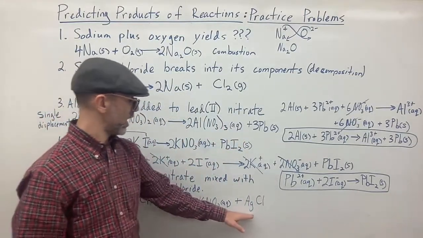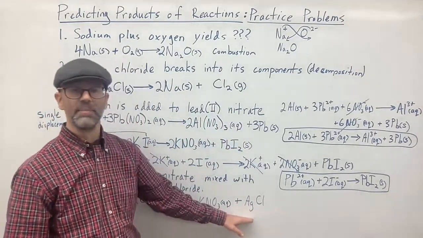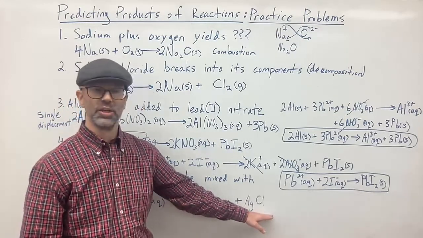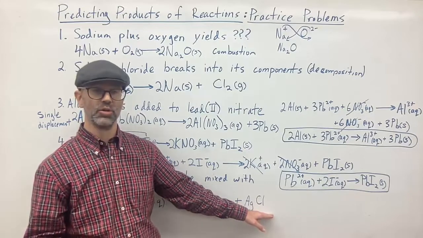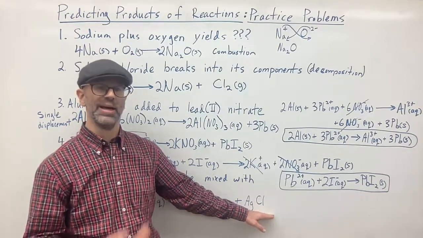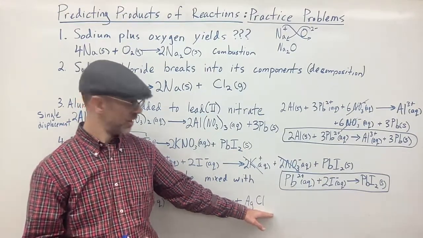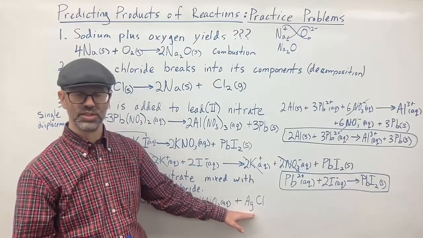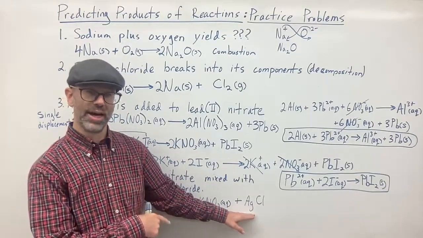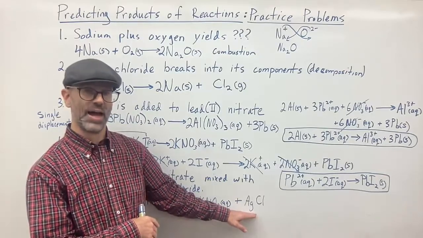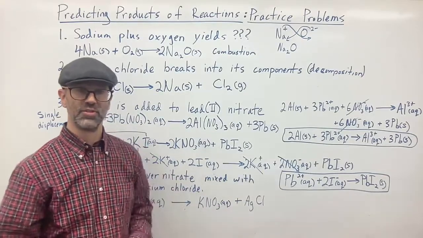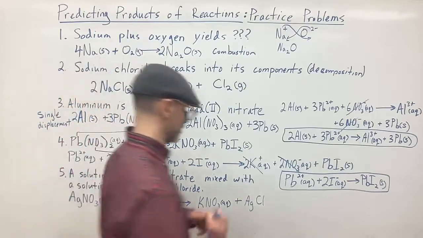And then here we have silver chloride. According to the solubility table, chlorides are generally soluble. So if you have a chloride, it's going to be aqueous. However, there are exceptions, and silver is one of those exceptions. So although chlorides generally are soluble and therefore aqueous, this one is not soluble. So this means it's going to be a solid, a precipitate.